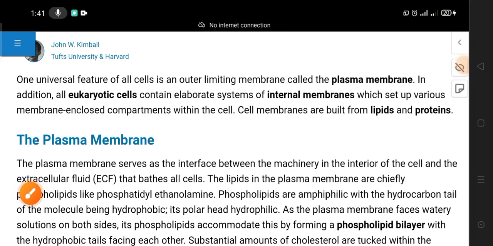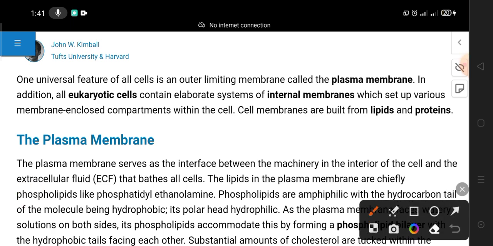A universal feature of all cells is an outer limiting membrane called the plasma membrane. It is present in all living organisms, including plants and animals. In addition, all eukaryotic cells contain an elaborate system of internal membranes which set up various membrane-enclosed compartments within the cell. Cell membranes are built of lipids and proteins.